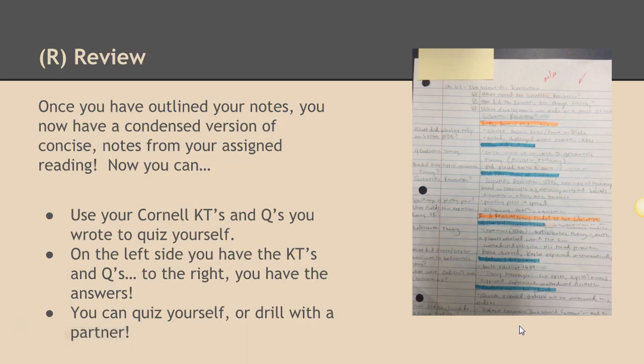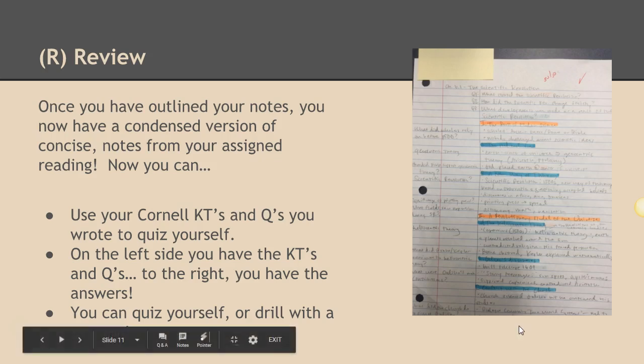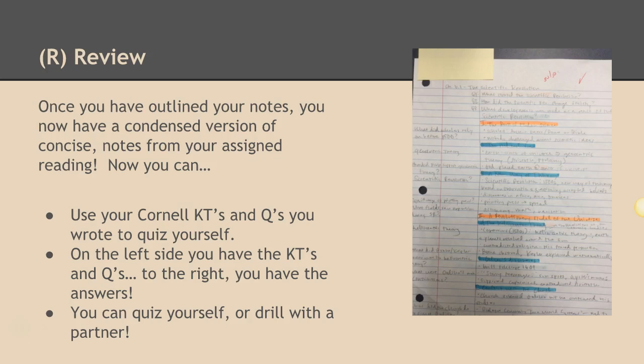The final step of the SOCCER reading process is once you have outlined your notes, you now have a condensed version of concise notes from your assigned readings. With these notes, now you can use your Cornell key terms and questions to quiz yourself. On the left side, you'll see key terms and questions. On the right, you have the answers. You can quiz yourself or drill with a friend. A lot of people use a piece of paper and cover up the right side of the Cornell notes, and they look at the questions and key terms on the left, and you can slowly pull down that paper to see if you've done it correctly.